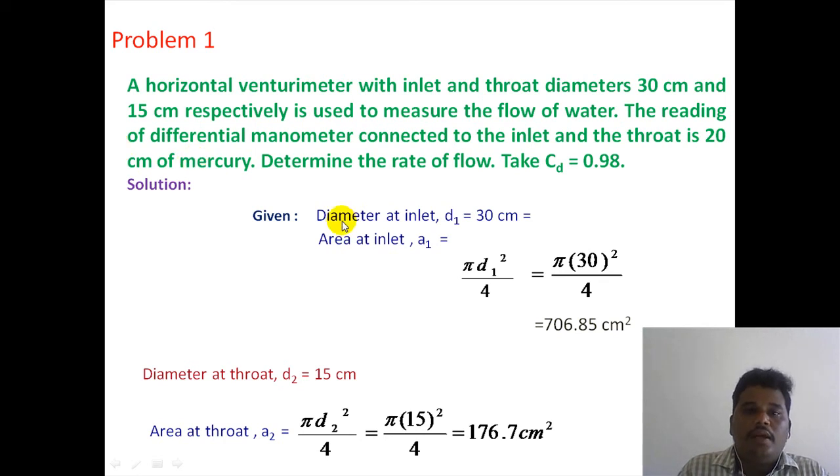Solution: given diameter at inlet is 30 centimeters. Area of inlet A1 is equal to pi by 4 d1 square, as it is a circular cross section.